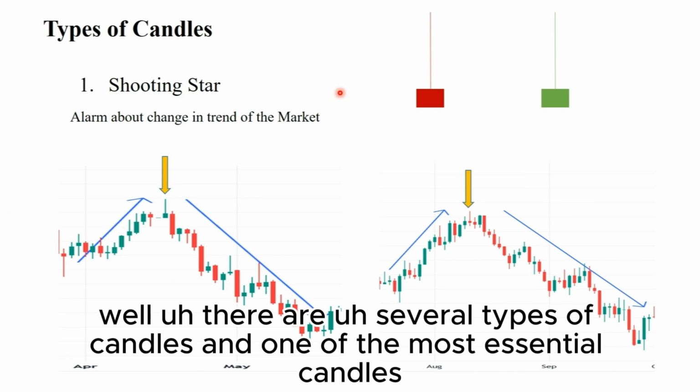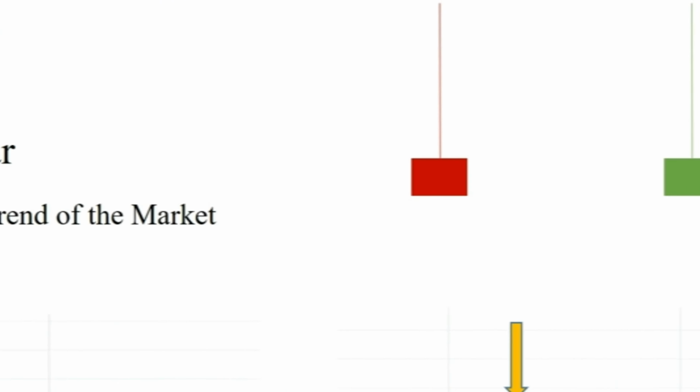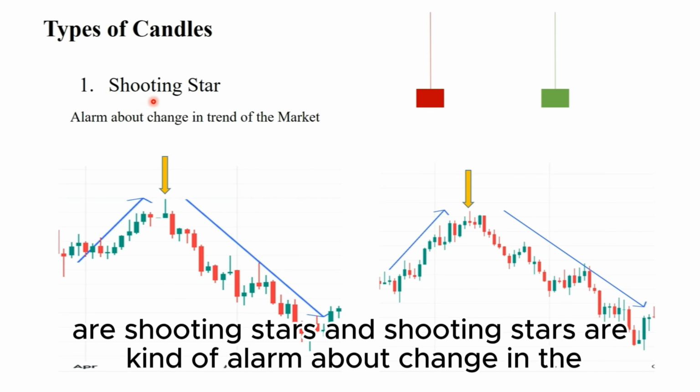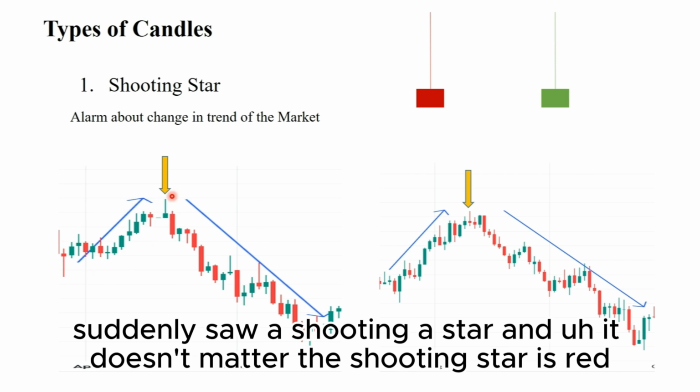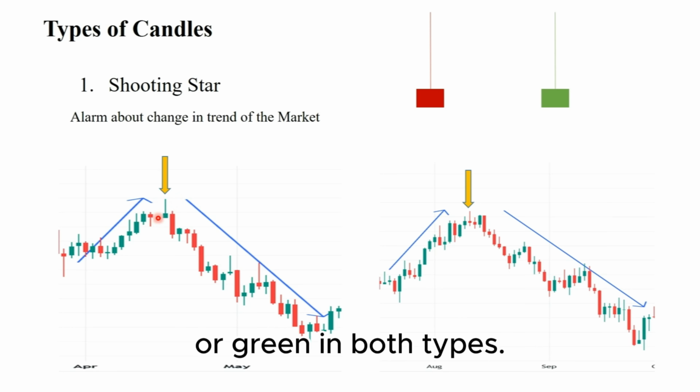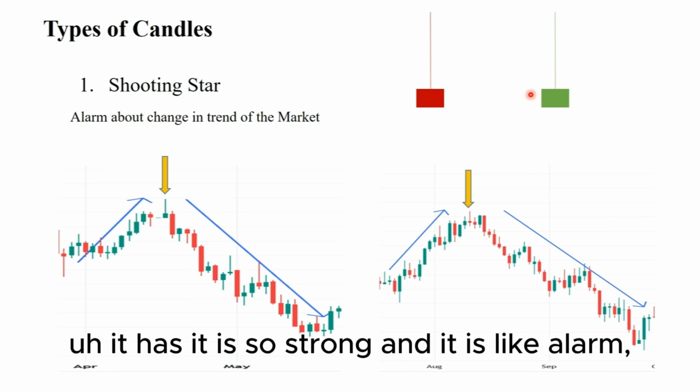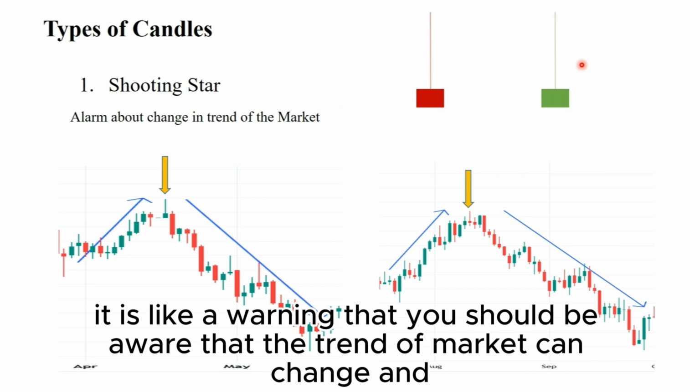There are several types of candles, and one of the most essential candles is the shooting star. Shooting stars are a kind of alarm about a change in the trend. For example, when you see a market in an uptrend and you suddenly see a shooting star, it doesn't matter whether the shooting star is red or green. In both types, it is so strong, and it is like an alarm. It is like a warning that you should be aware that the trend of the market can change.